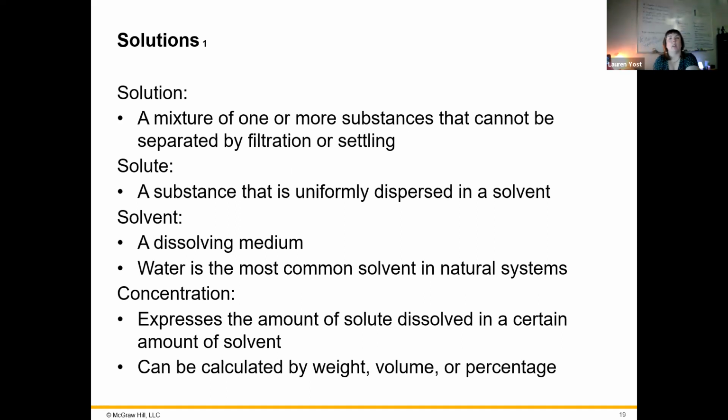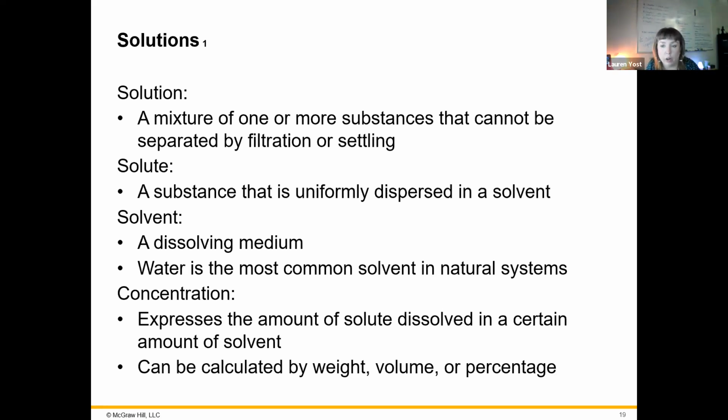Anytime we're talking about solutions and solutes and solvents, we mentioned it a few slides ago, but a solution is a mixture of one or more substances that cannot be separated back again due to filtration or settling. So they've been dissolved together. You can't take them apart unless you are removing one or the other, like through drying it out or something like that. So a solute is going to be the thing that is dissolved in the solvent.